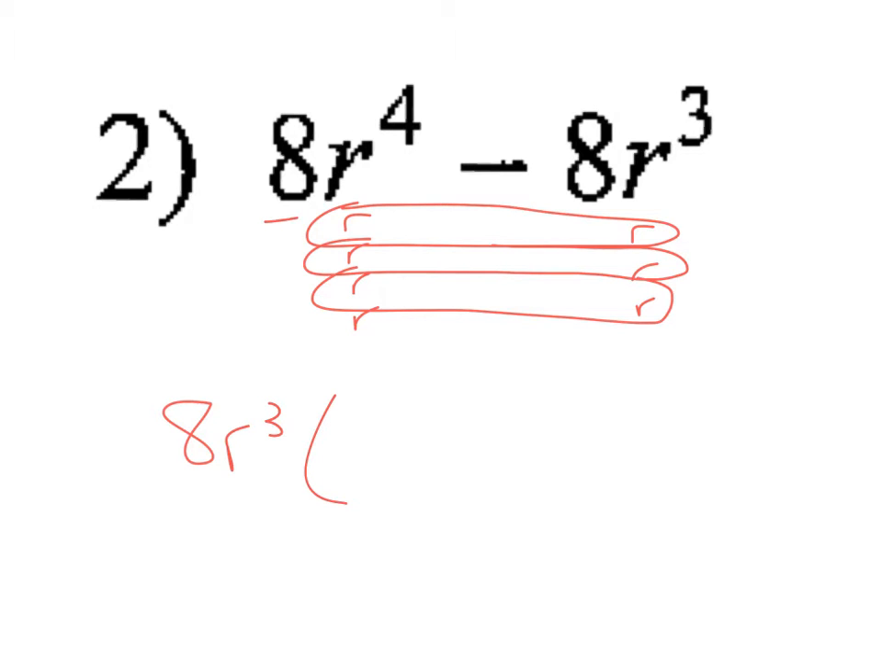So now 8 divided by 8 would technically be a 1. R's, I have one guy left right here, so I put one guy there. Minus 8 divided by 8, again, would be a 1. And all of the r's are gone, so I don't have to worry about him. Now, obviously, it's optional whether you have a 1 here in front or not. All right, number 3.